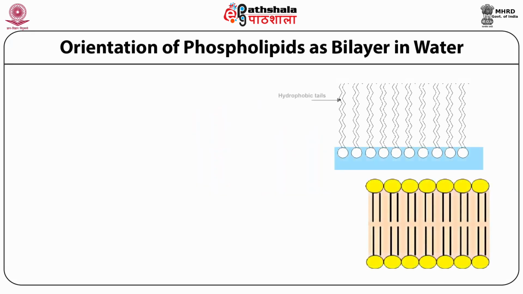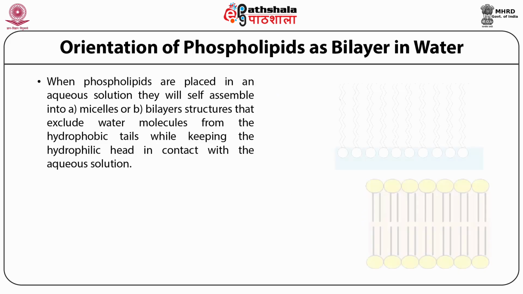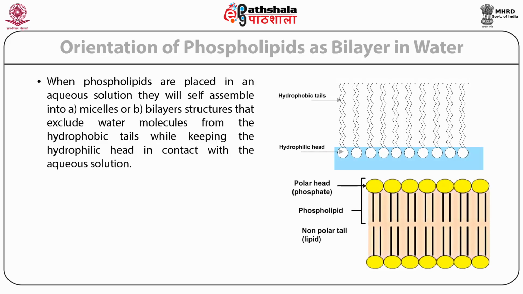Now, if you want to see the orientation of phospholipids in water, you will find that when phospholipids are placed in aqueous solution, they will self-assemble in two forms. One is the micelles and second the bilayer structures that exclude water molecules from the hydrophobic tail while keeping the hydrophilic head in contact with the aqueous solution.